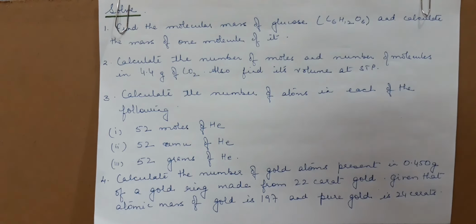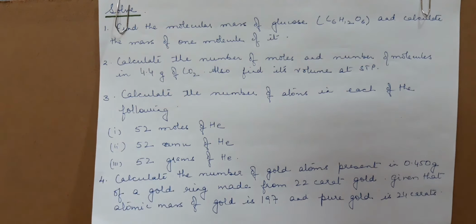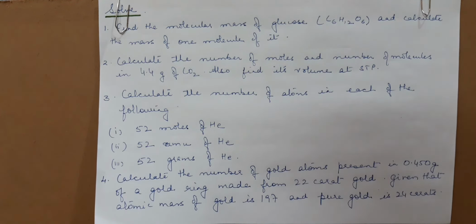Second question. Calculate the number of moles and number of molecules in 4.4 gram of carbon dioxide. Also find its volume at STP.